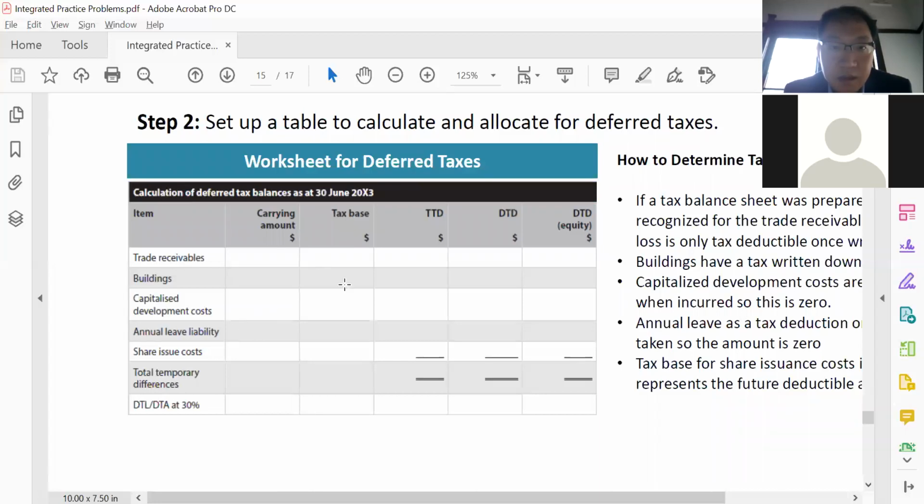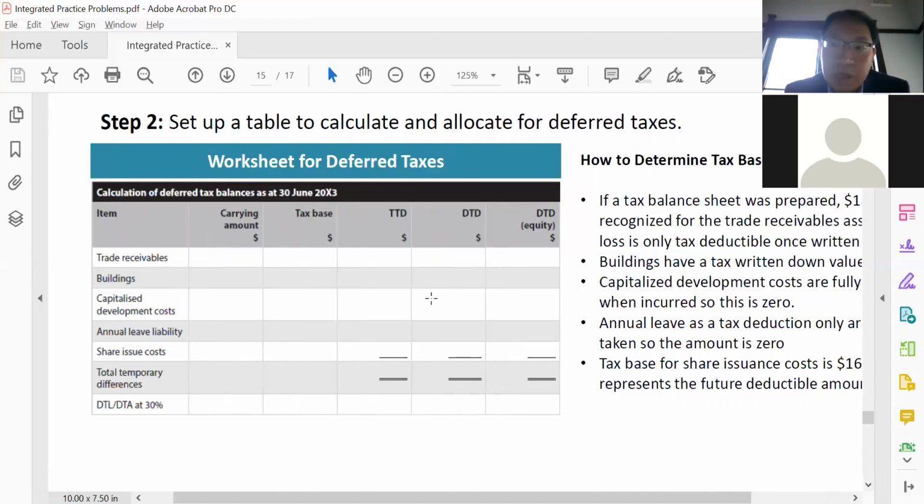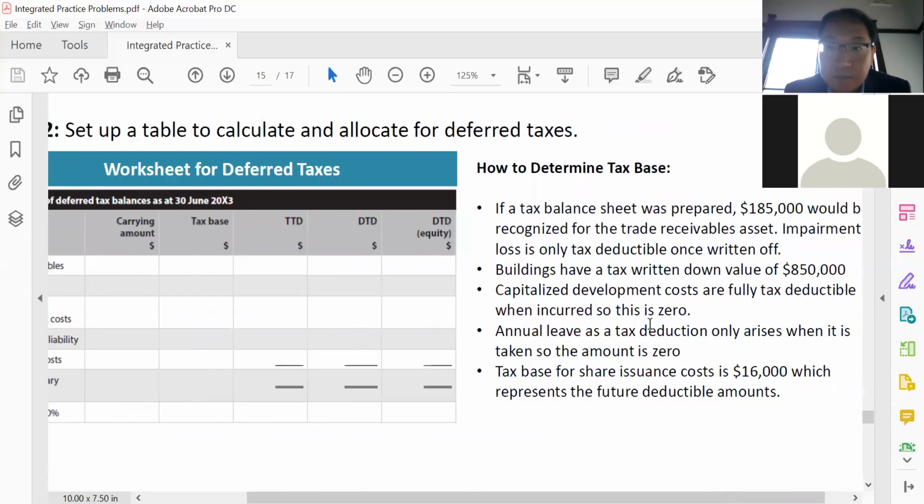The tax base, on the other hand, is effectively a measure for what the carrying amount of the asset or the liability is if it was calculated under tax rules. So what we need to do is think about what will be the tax bases for these items. So let's think about that.